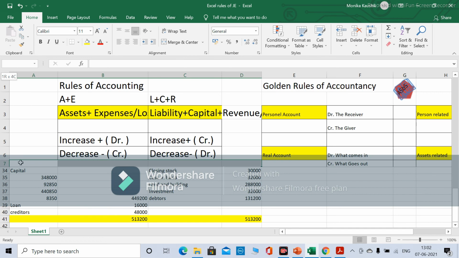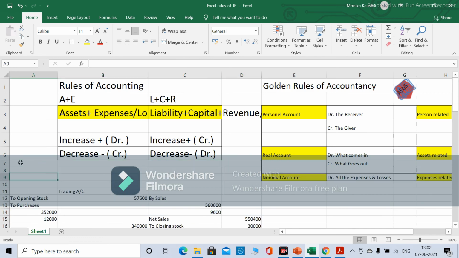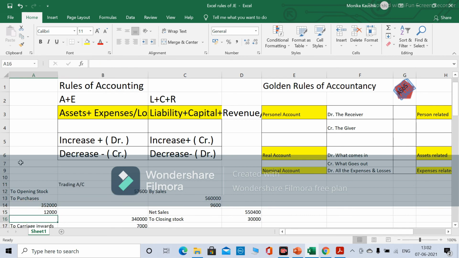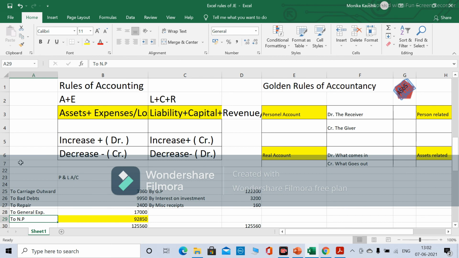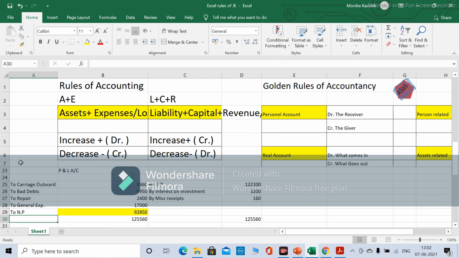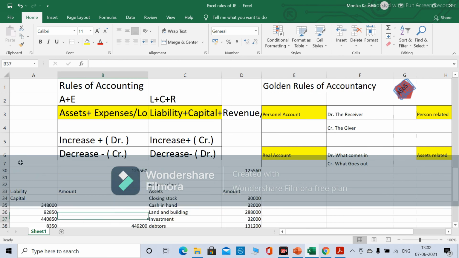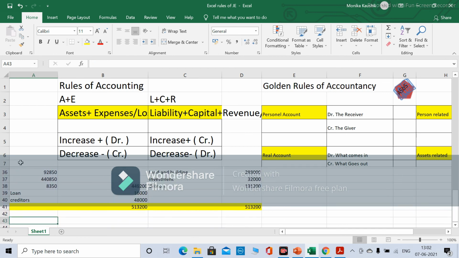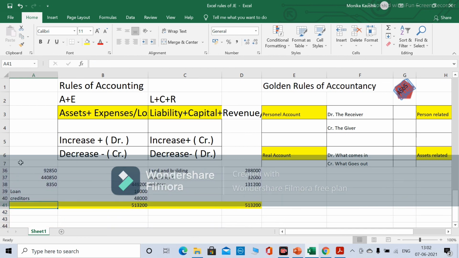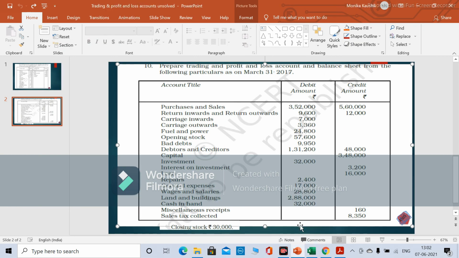So this is the calculation of how you create the trading account, what all items would be there. Then how you transfer the gross profit to the profit and loss account. Then how you add this net profit for the calculation of capital in the balance sheet. So this is the balance sheet. Now the total is matching, it means your balance sheet is correct. So this question is done for today.